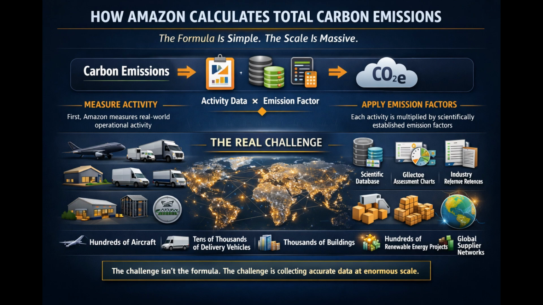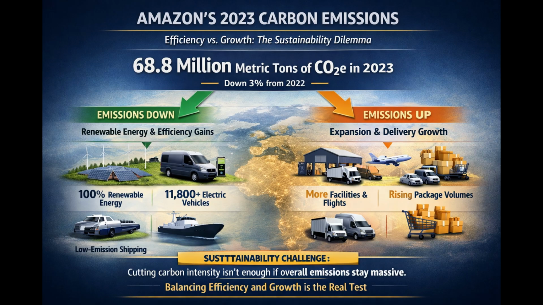Imagine calculating emissions from hundreds of aircraft, tens of thousands of delivery vehicles, thousands of buildings, hundreds of renewable energy projects, millions of products, global supplier networks. The challenge isn't the formula. The challenge is collecting accurate data at enormous scale. So what do the numbers look like? According to Amazon's sustainability reporting, the company reported total emissions of approximately 68.8 million metric tons of CO2 equivalent in 2023. That's down roughly 3% from the previous year.